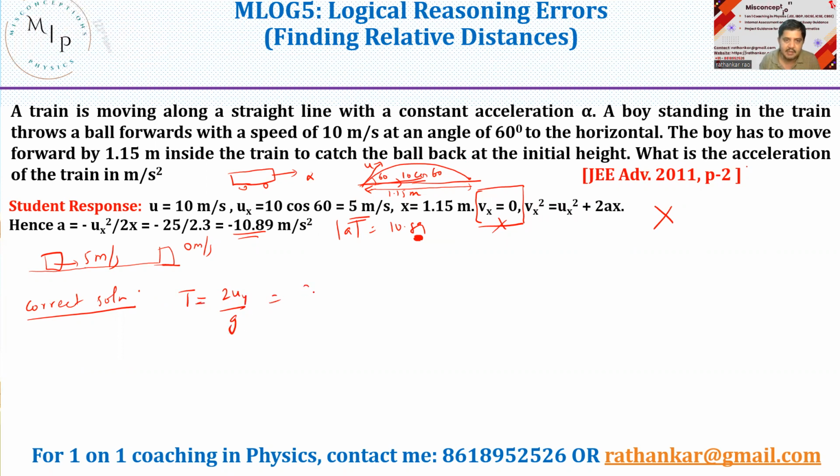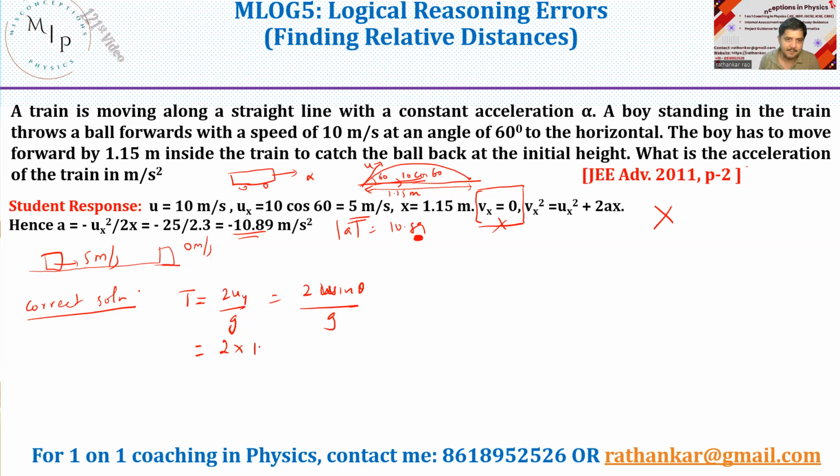What is 2uy by g? Which should be 2u sine theta divided by g. Those who have worked on projectile motion, you might understand this. Those who are at the verge of 9th and 10th grade, you may not get this because you have not done this one. So therefore, this should be 2 multiplied by, what is u?